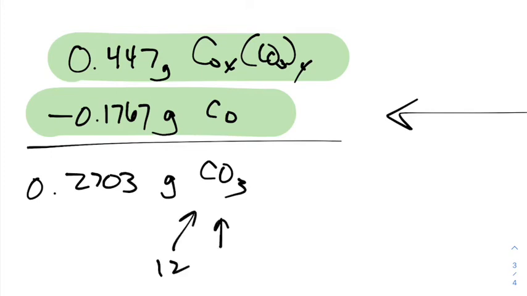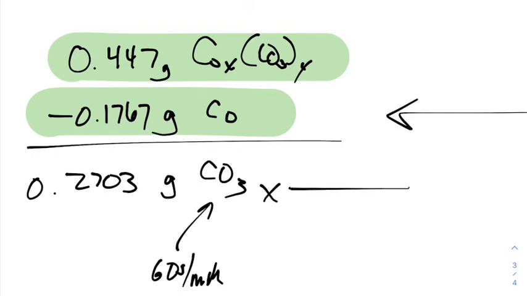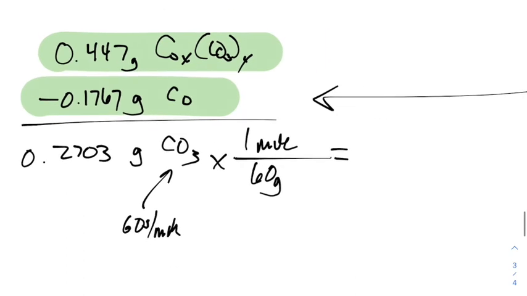Remember that carbon weighs 12 and oxygen weighs 16, 3 times. So add all of that up and you get that the carbonate weighs 60 grams per mole. So I've got the grams. I divide it by its molar mass, 1 mole per 60 grams. So that's going to give us 0.0045 moles of my carbonate.